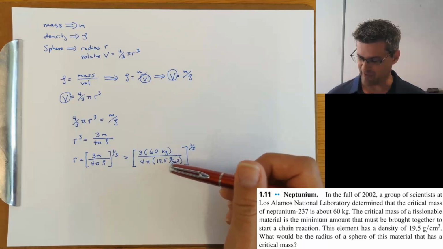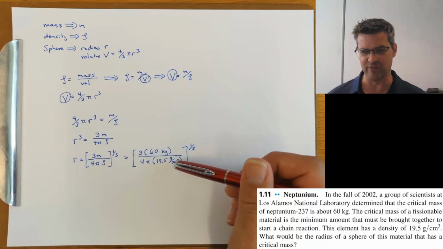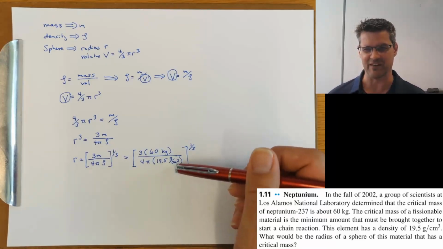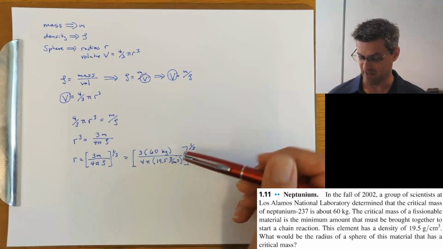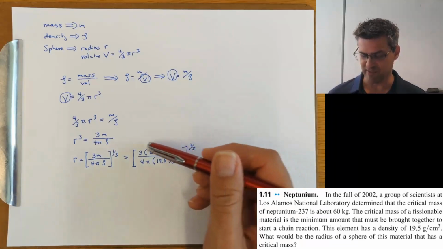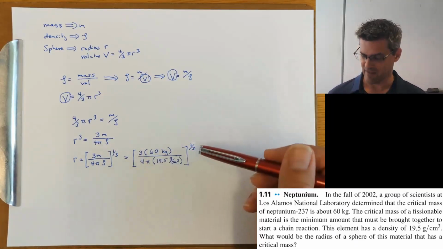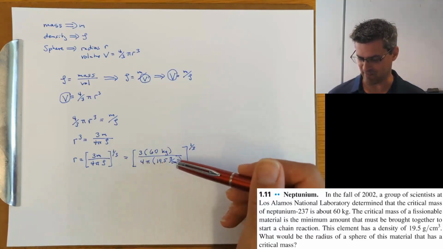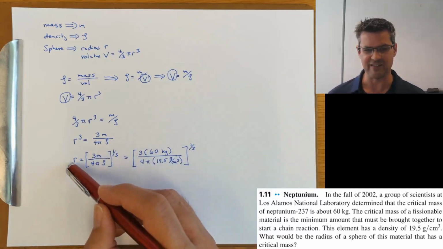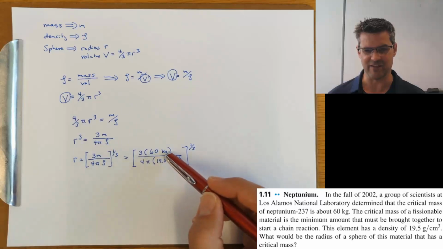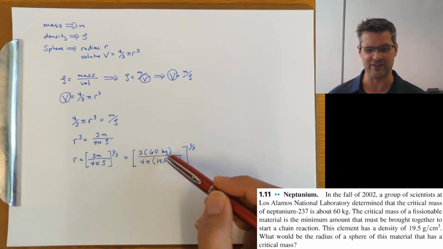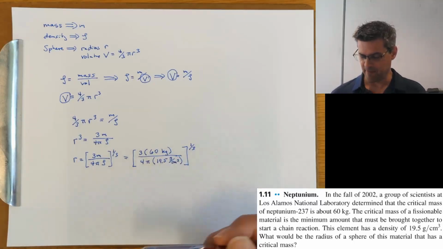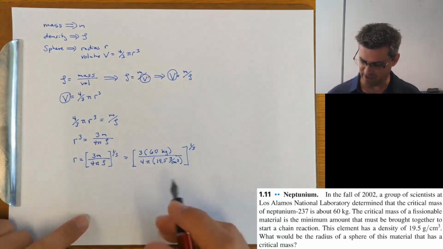What I have left over is some centimeters cubed in the denominator of the denominator, which is the same thing as the numerator. So I've got a centimeter cubed that's still sitting in here. I'm going to take the cube root of a centimeter cubed to get a centimeter. Radius has units of centimeter from the things that are given to us. Now we do still have to do these conversions.